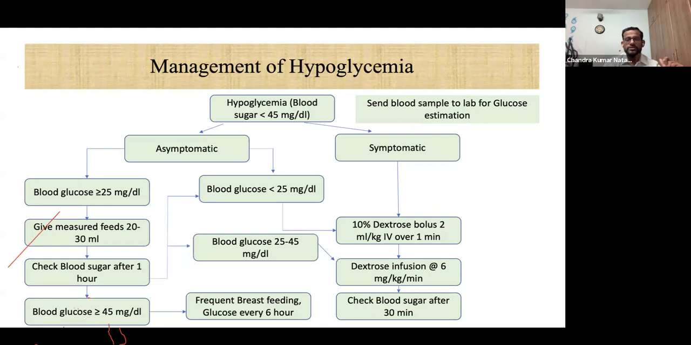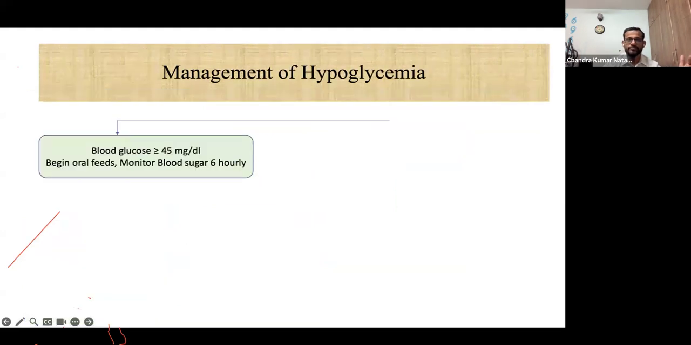Okay, right. So after starting glucose infusion, you are expected to check sugar in 30 minutes, but after a feed, you can check after 1 hour in an asymptomatic baby. Okay. So after this, if the blood glucose reaches more than 45, you can begin oral feeds and then monitor blood sugar every 6 hours.